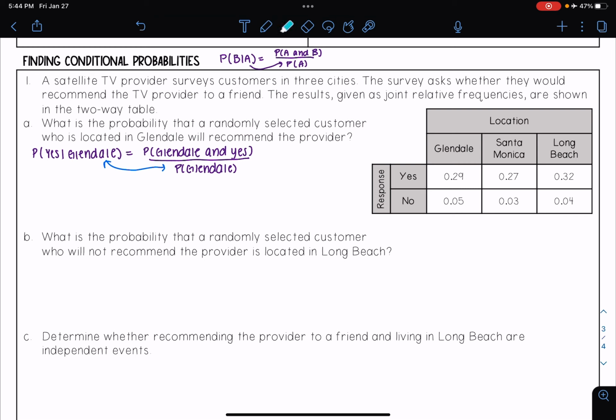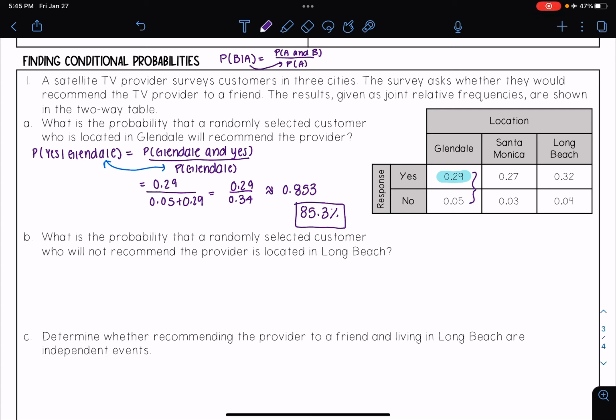Now we're going to use our table to find what these probabilities are. The probability of Glendale and yes, I see on the table, is 0.29. And then the probability of Glendale is going to be the sum of this whole column, so it's 0.29 plus 0.05. That is going to equal 0.29 divided by 0.34, which is approximately 0.853. So this probability is 85.3%.